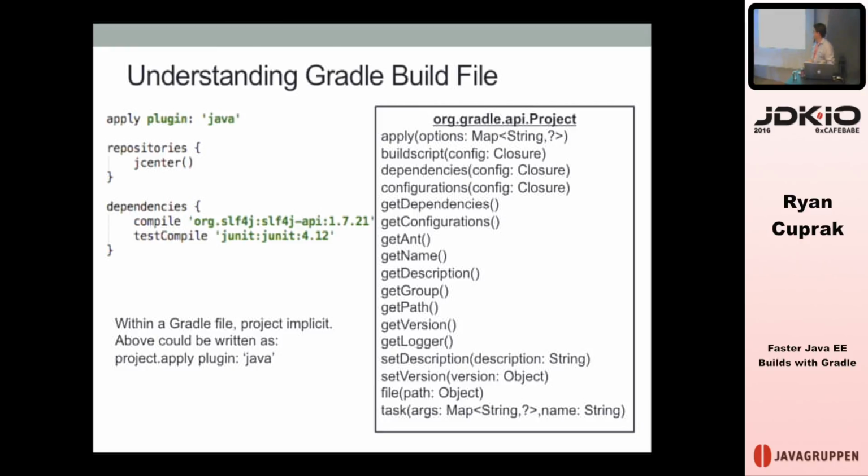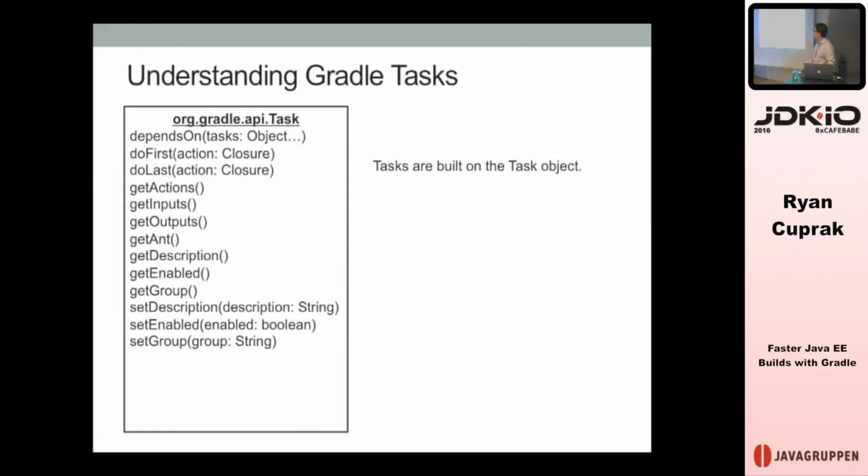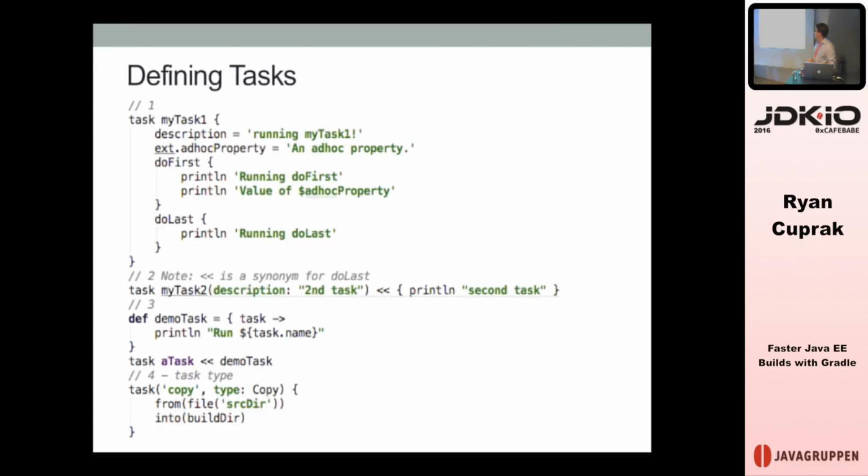So we could have done up at the top there, instead of apply, we could have done project.apply. Project is already built in. That's the current scope that we're operating under. Okay, and then tasks are the same way. So these are the list of objects for tasks.